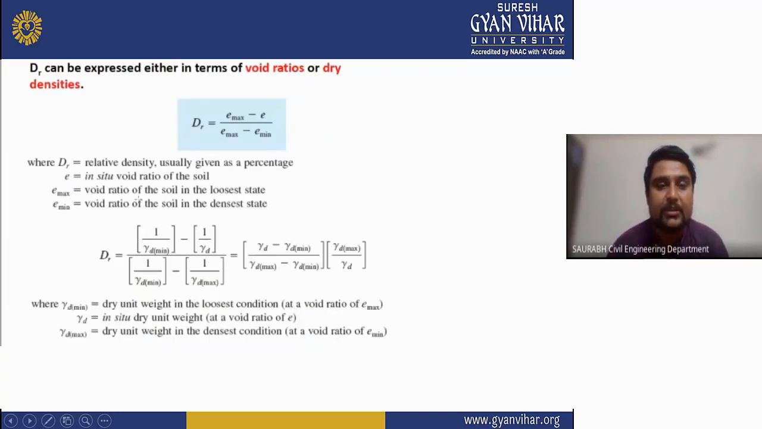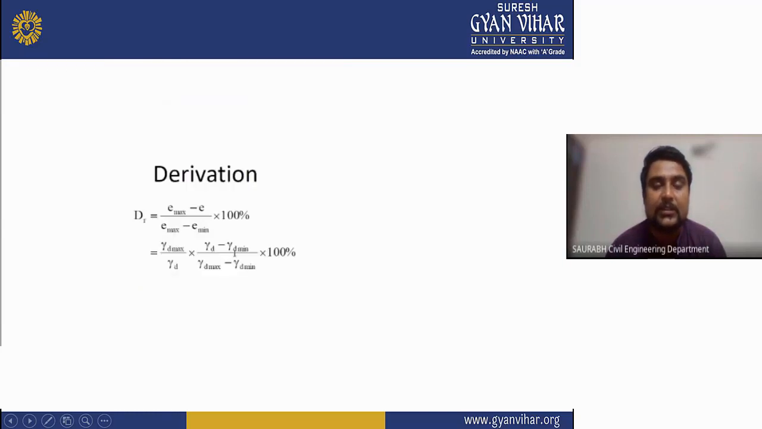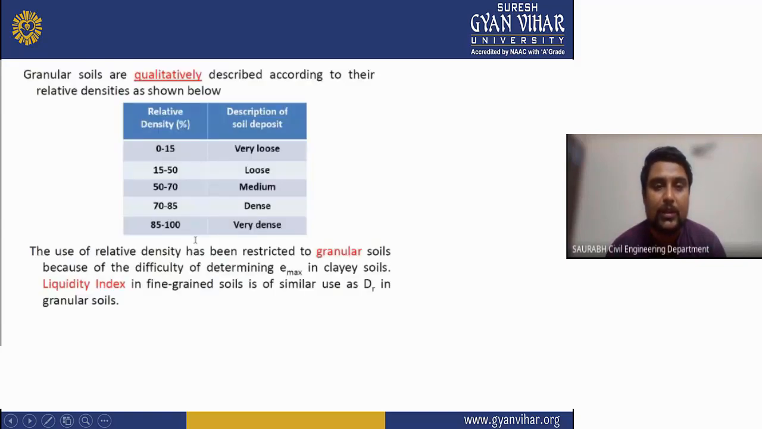Now Dr can be expressed either in terms of void ratio or dry density. Dr will be equal to (e max minus e) divided by (e max minus e min), where Dr is the relative density, usually given as a percentage, e is the in-situ void ratio of the soil, e max is the maximum void ratio of soil in the loosest state, and e min is the void ratio of soil in the densest state. Now we will see some derivation. You can solve this derivation by using this formula.